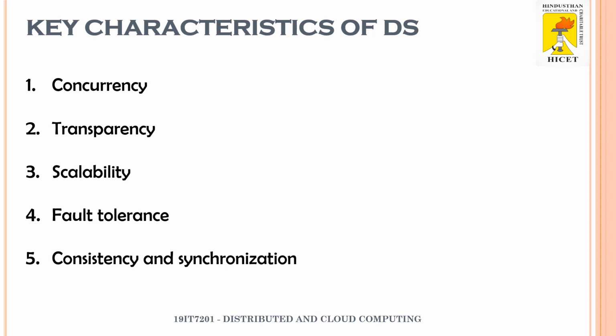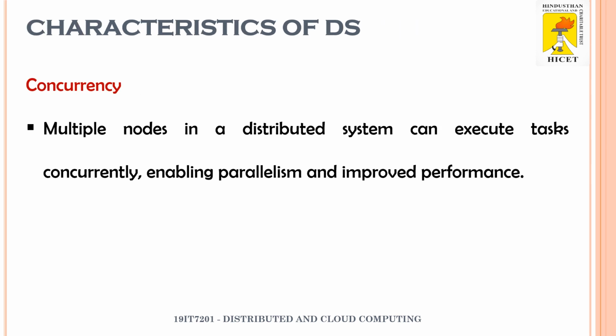We will see the very important key characteristics of a distributed system. They start from concurrency, transparency, scalability, fault tolerance, consistency, and synchronization. These are all the very important key characteristics of a distributed system. Let me see the first one. It starts with concurrency. What do you mean by concurrency? Parallelly. So there is parallelism.